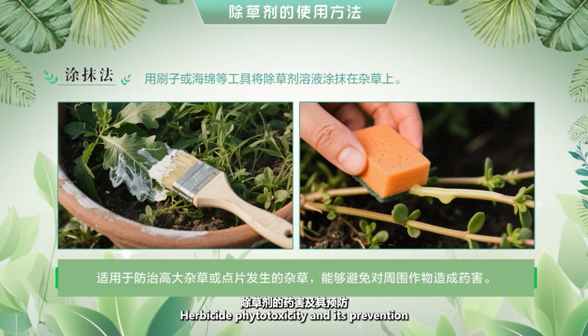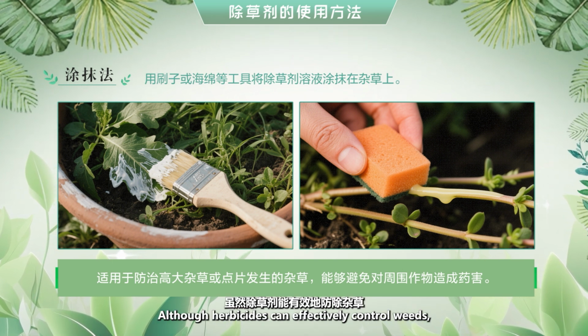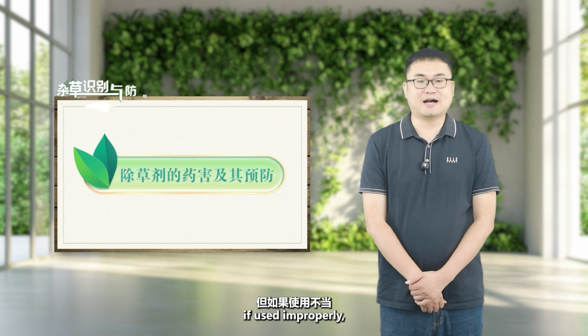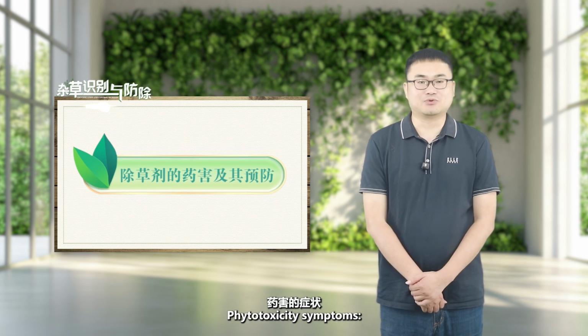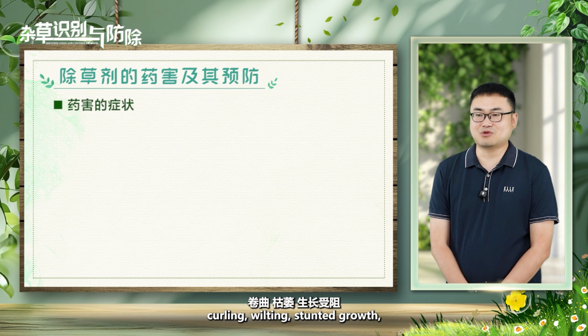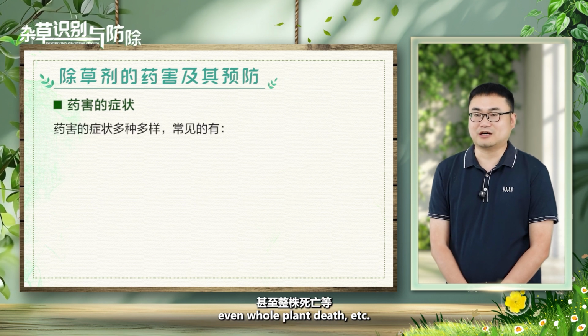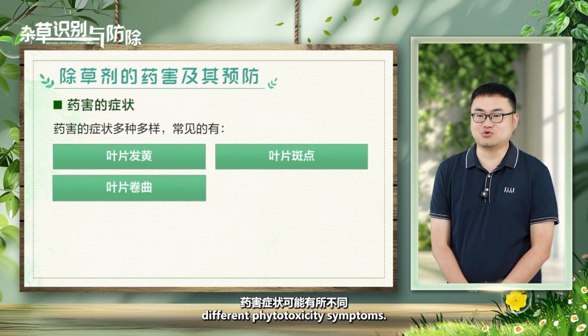Herbicide phytotoxicity and its prevention. Although herbicides can effectively control weeds, if used improperly, they can also cause phytotoxicity to crops. Phytotoxicity symptoms are diverse. Common ones include leaf yellowing, spotting, curling, wilting, stunted growth, even whole plant death, etc. Different herbicides may cause different phytotoxicity symptoms.